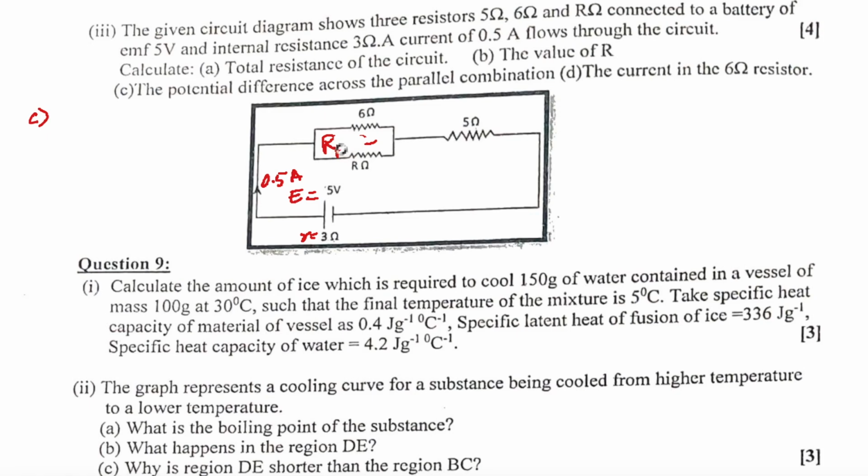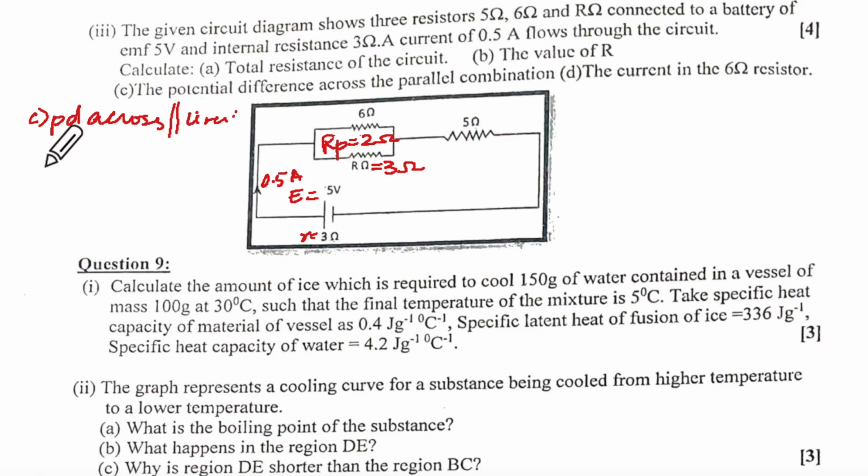RP came to 2 ohm, no? R came to 3. R is equal to 3 ohm and RP is equal to 2. Correct or no? Yeah, these are the values which we finished just now. PD across the parallel circuit. So we'll say PD across parallel RP.